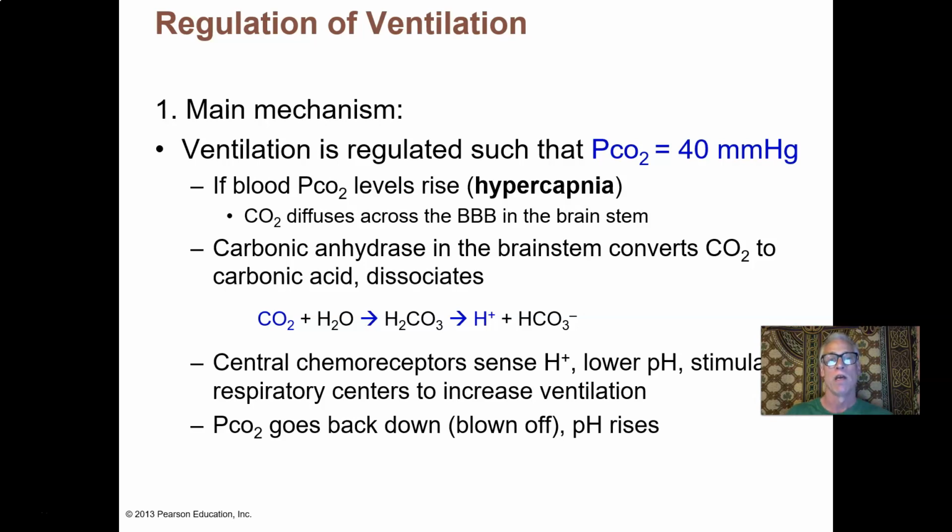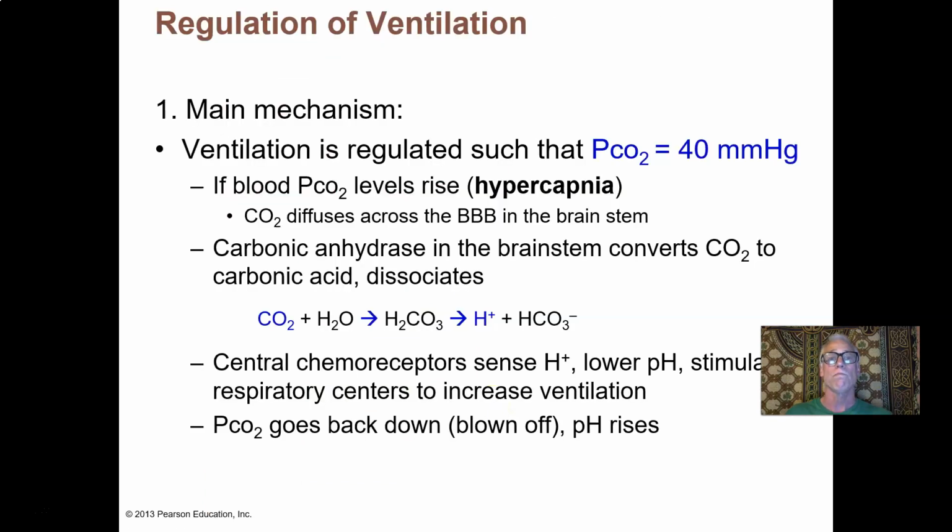And vice versa. If the CO2 levels go down, there'll be less CO2 diffusing over into the brainstem. There'll be less hydrogen ions, right? Because we're not going to have as much carbonic acid producing and not going to have as much hydrogen ions liberated. And so that's going to cause a drop in ventilation. That's the main mechanism for control of ventilation at rest during exercise. But there are other instances. So I want you to just think of that as the main mechanism. If you remember nothing else about regulation of ventilation, that's the key.